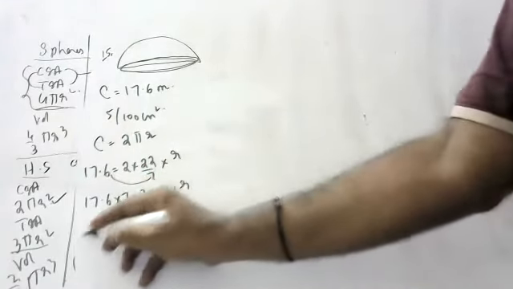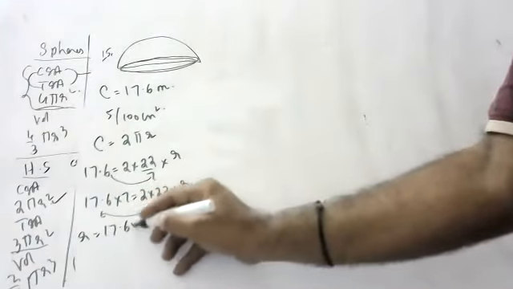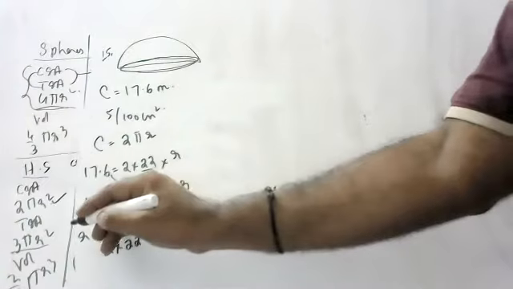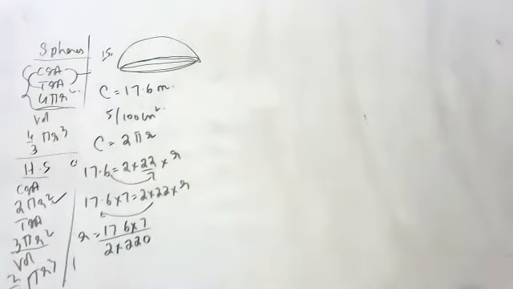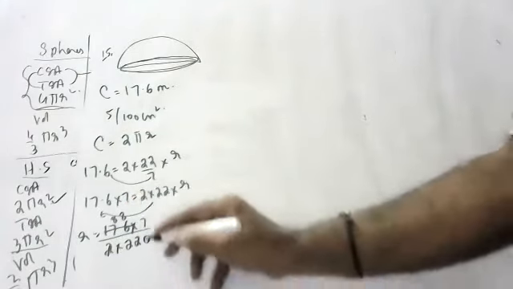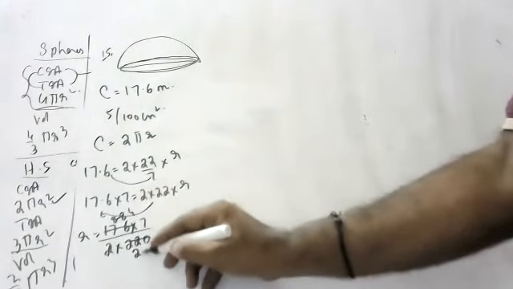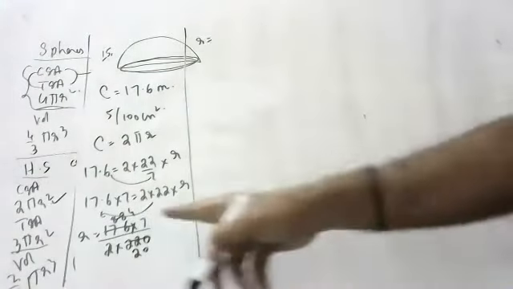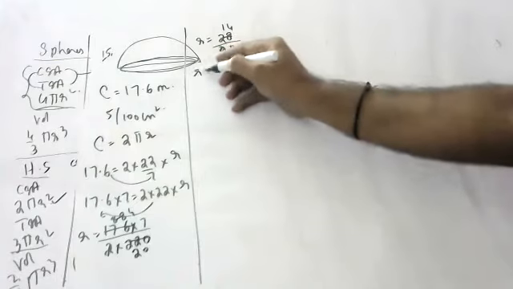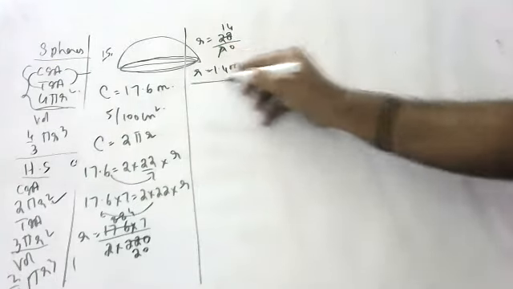So 2 into 22 by 7 into r is equal to 17.6. Removing the decimal point, 10 will come here. 2 8s are 16, 11 4s are 44, 11 20s are 220. So the radius is equal to 4 7s are 28, 28 by 20, so 14 by 10, which is 1.4 meters.